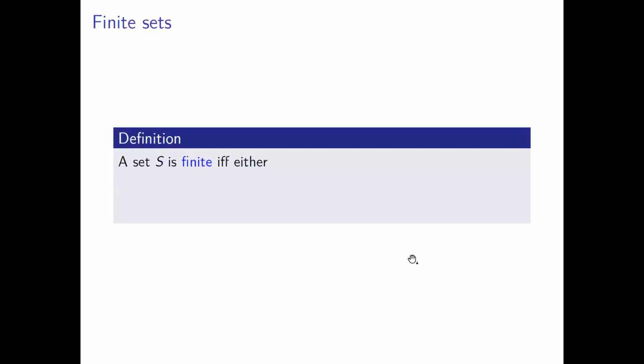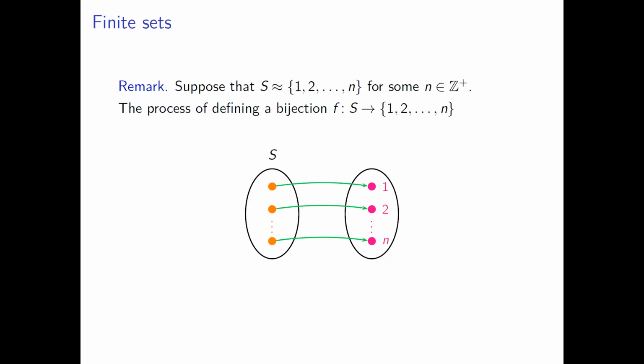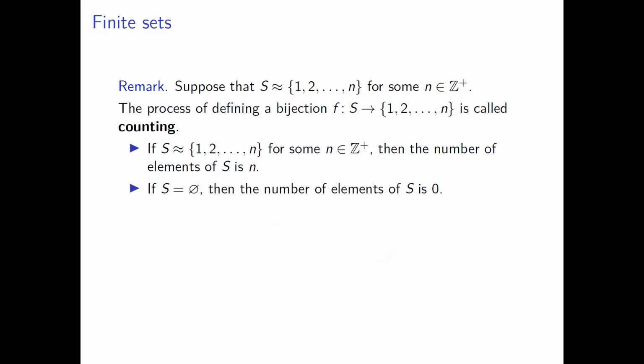Recall from the end of the previous lesson that a set S is finite if it is either the empty set or numerically equivalent to the set of integers from 1 to n for some positive integer n. In the second case, that is, in the case where the set S is numerically equivalent to the set of positive integers from 1 to n, the process of defining a bijection from S to the set of integers from 1 to n is called counting. If S is numerically equivalent to the set of integers from 1 to n, then the number of elements of S is n. If S is the empty set, then the number of elements of S is 0.